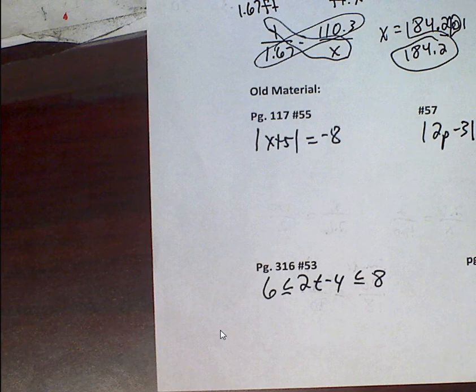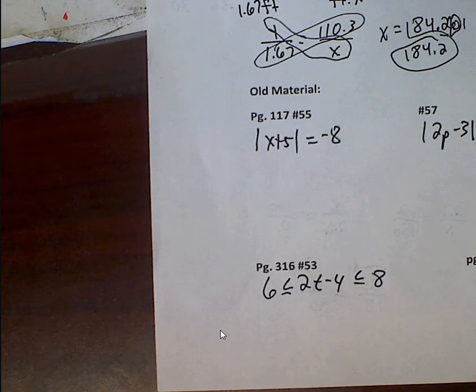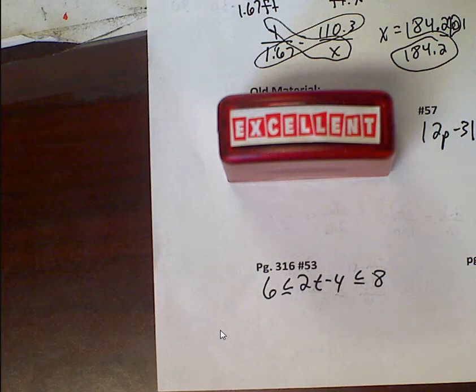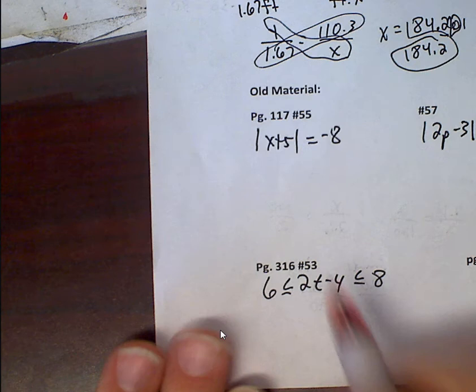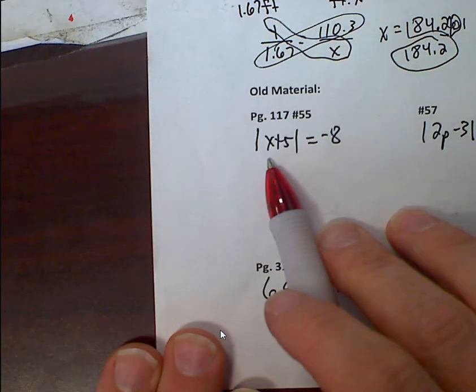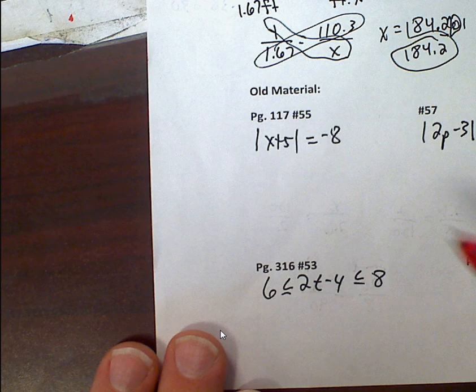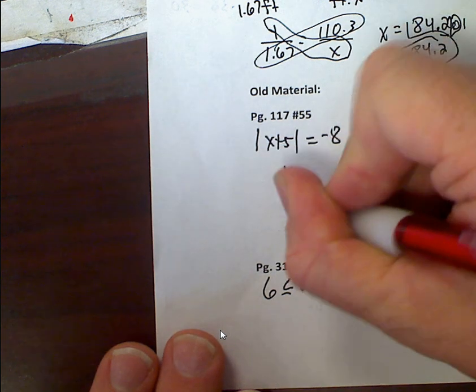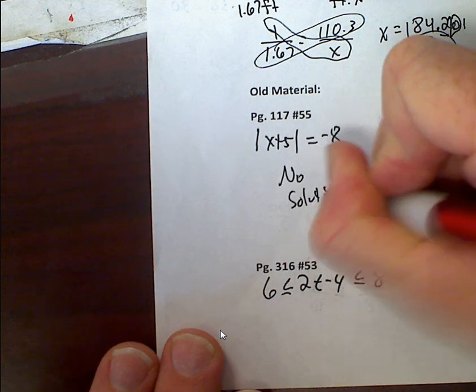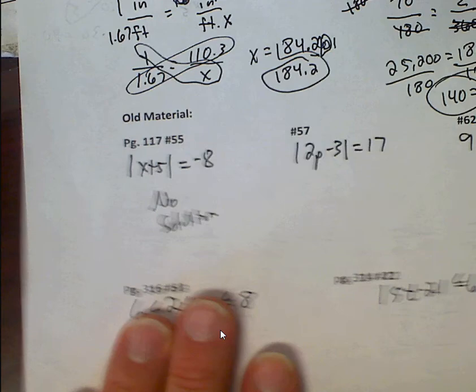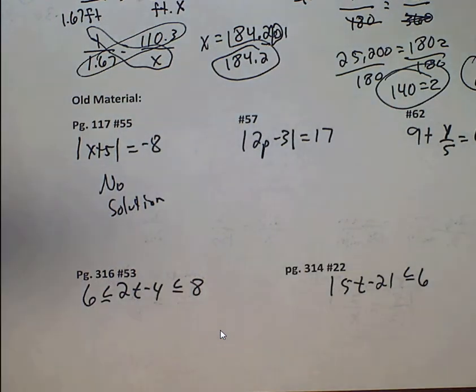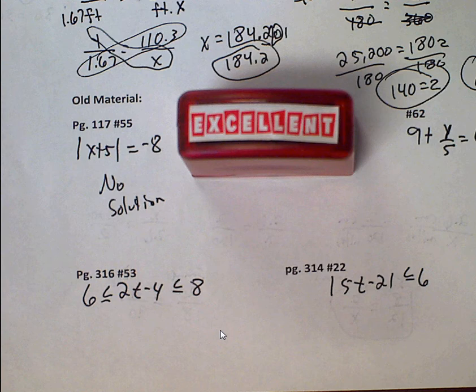Here we go. Old material. Page 117, number 55. Pause the video and try. It says the absolute value. So it says the distance of -8 from 0. Well, that's impossible. So we would put no solution right off the bat because you cannot start off with a negative.